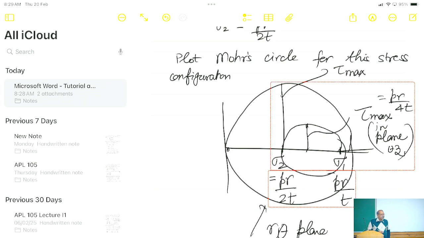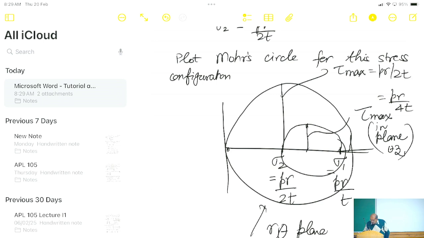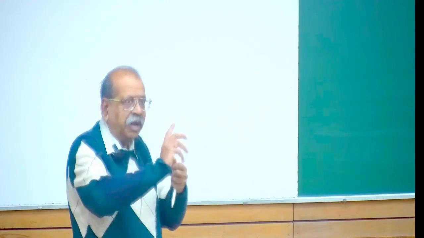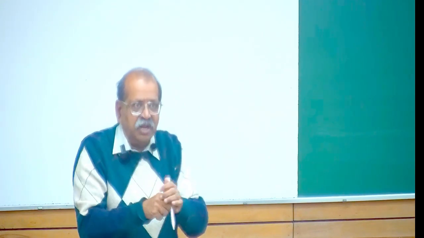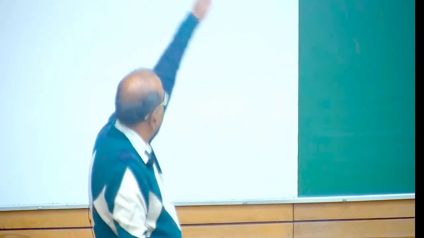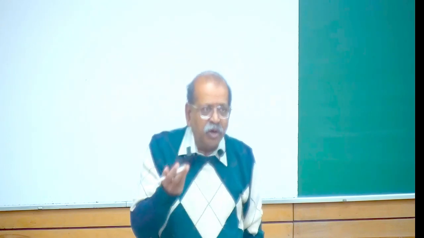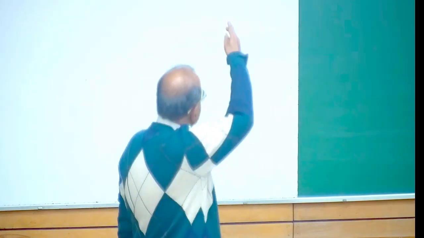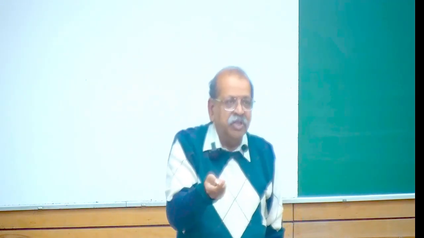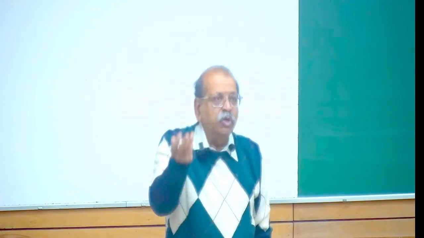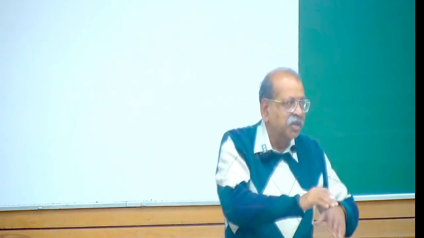And what is tau max here? It will be equal to PR upon 2t. And this will be out of plane. It will not be in the theta z plane. This will be in the R theta plane. That means it is out of plane of the initial element which we took. And this maximum shear stress here is PR upon 2t. And therefore, as soon as the pressure reaches a value such that PR upon 2t becomes equal to the allowable stress, the cylinder will start to fail.